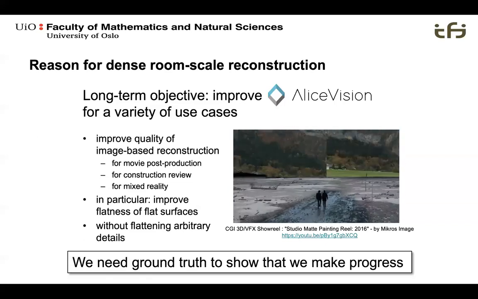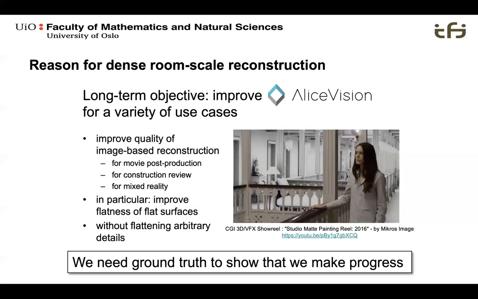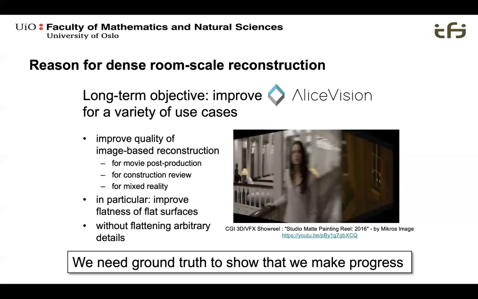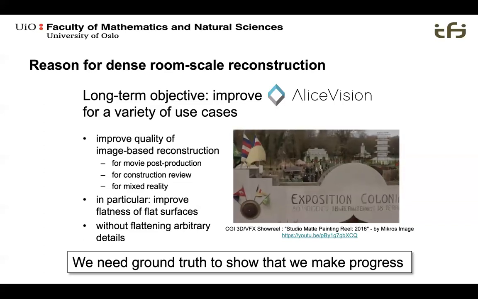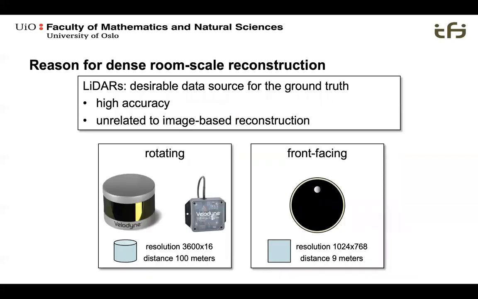If we work on LS Vision, which we do every day, we need a ground truth in order to show that we make progress, in particular in describing surfaces that are not easy for image-based reconstruction. LIDARs are a desirable data source for this kind of ground truth because they provide quite high accuracy, and you can get that information in manners that are quite unrelated to image-based reconstruction. So it's an independent ground truth.